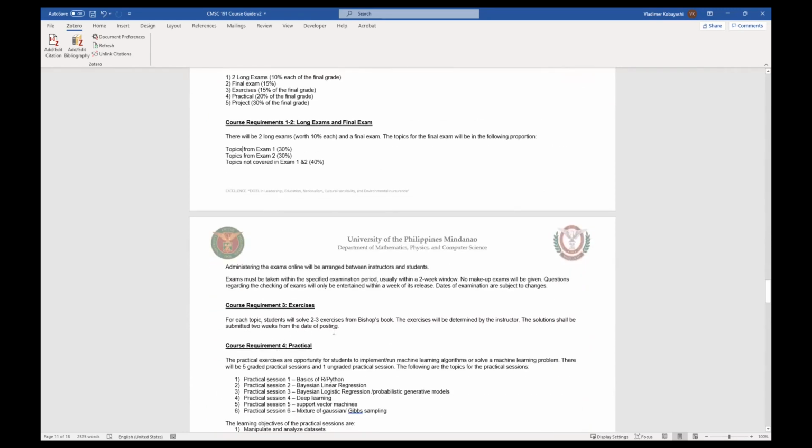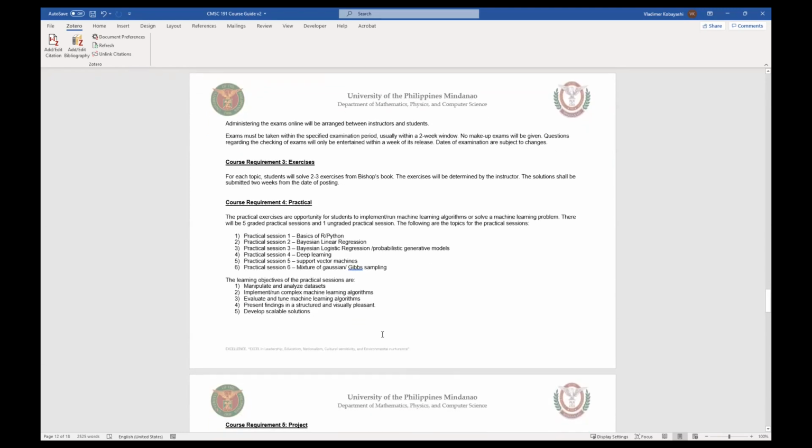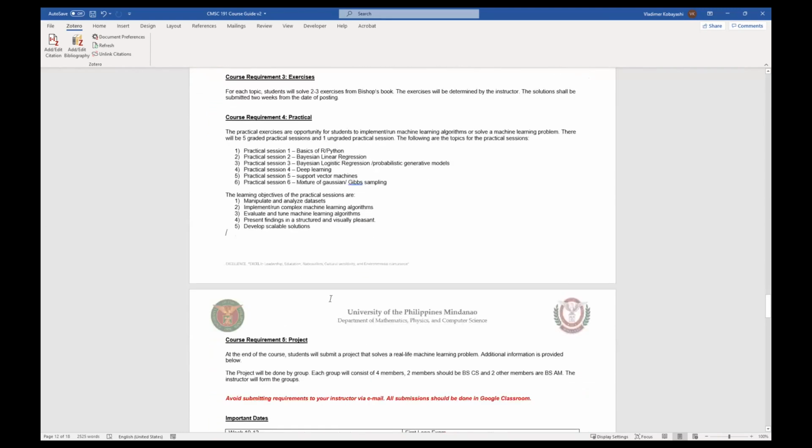Students will solve 2 to 3 exercises from Bishop's book. Of course, I want you to really work on that before looking at the possible solutions, okay? Because that will help you better understand the topics. And for practical sessions, meron tayong mga practicals dyan. Ito yung mga topics natin for each of the practicals. And we also have some objectives for the practical sessions.